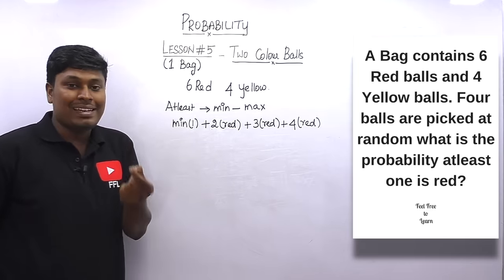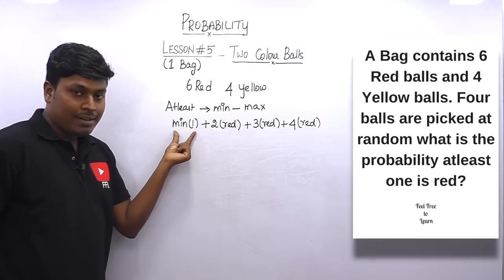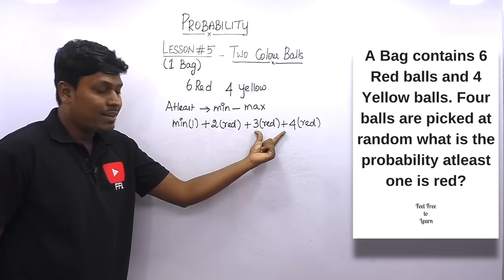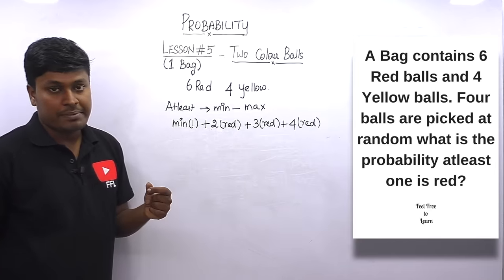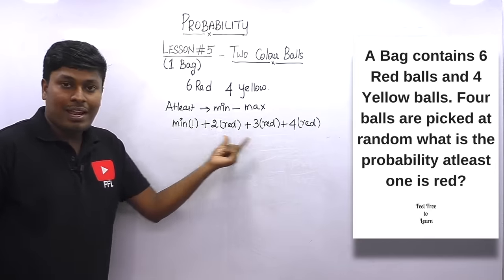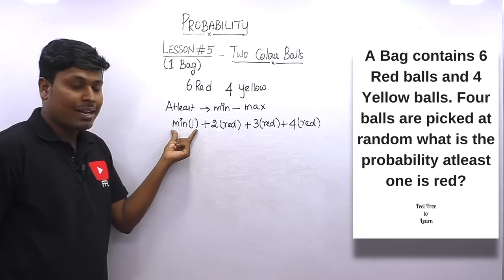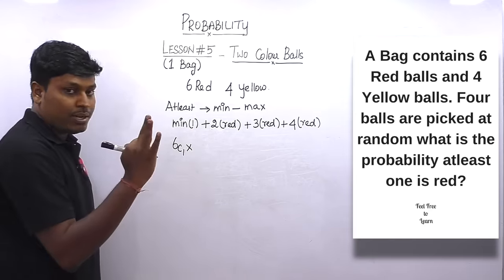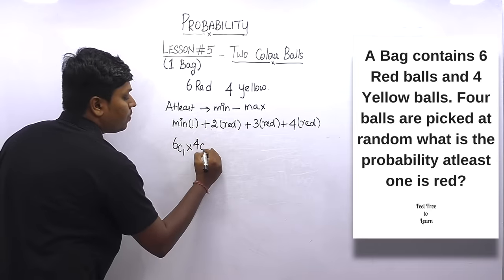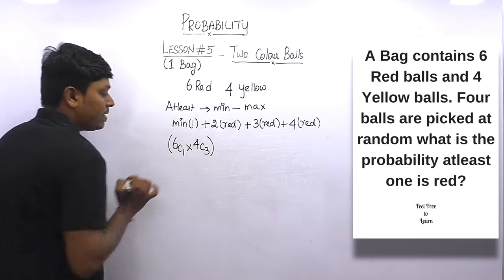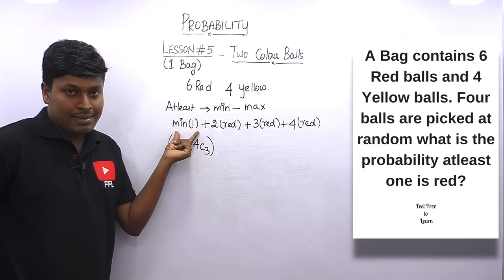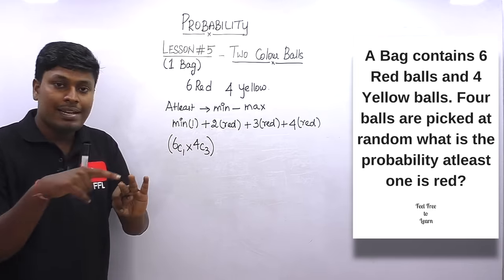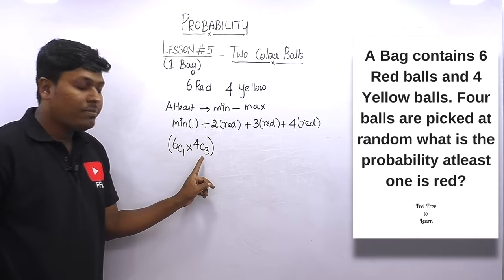Our target is to pick at least 1 red. Minimum 1 red, or plus 2 can be red, or it can be 3 red, or maximum 4 can be red. So we need to write the condition for every term, right? So first is minimum 1 red, which means 1 should be red, 6C1, and how many balls remaining? 3 balls remaining, and out of these 4 yellow, our target is to pick 3 yellow. So got it, friends? So out of 4 balls, minimum 1 is red, which means 6C1. How many balls remaining? 3 balls remaining. So from these 4 yellow, we have picked 3 yellow.